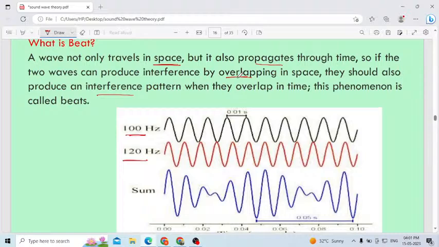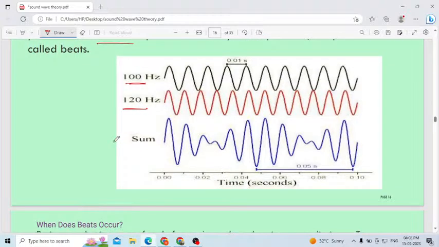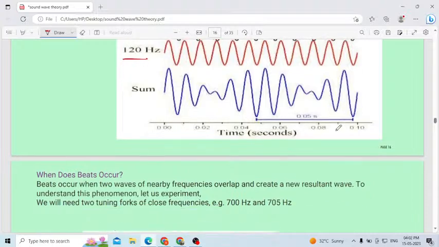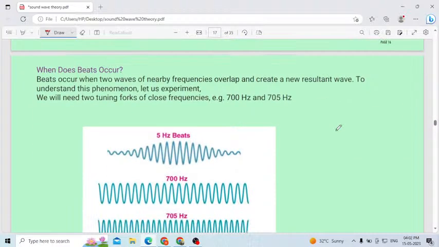Both of them get overlapped, with almost the same frequency. One is 100, another one is 120 hertz. The overlapped wave is nothing but a beat. Here you can observe both the waves get overlapped, then it will produce a beat. Then when does a beat occur? Beats occur when two waves of nearly the same frequency overlap and create a new resultant wave.